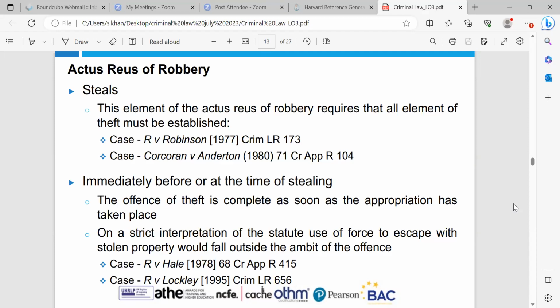Another case in regards to the issue of stealing is the case of Corcoran and Anderton, 1980. In this case, two defendants knocked a woman to the ground and grabbed her handbag. She screamed and held onto the bag. They let go of the bag and ran off empty-handed. They were convicted of robbery and appealed, contending that at no time did they have sole control of the bag.